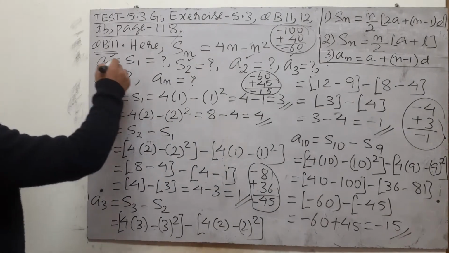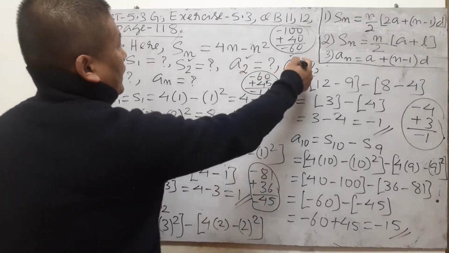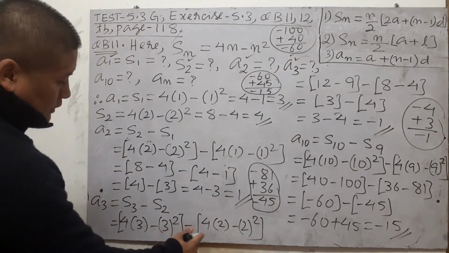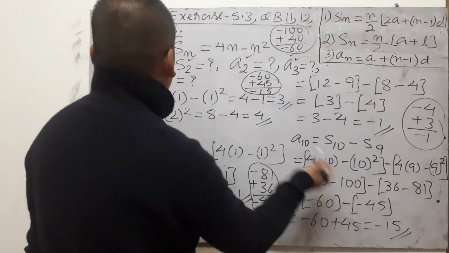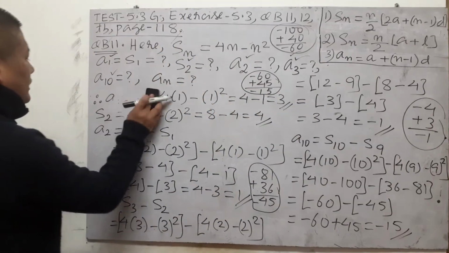So we have found out A1, S2, A2, A3, as you can see here, A3 value minus 1, and then A10 value. Finally, we're left to find An. So let us do that.